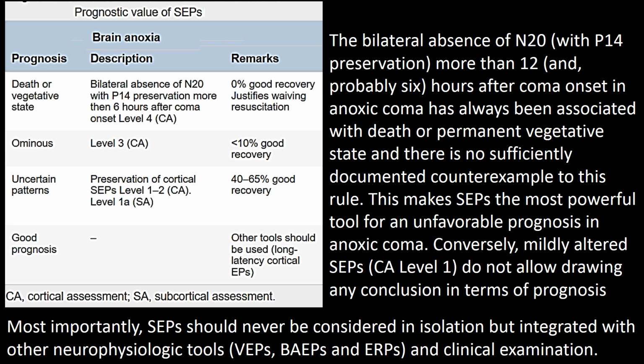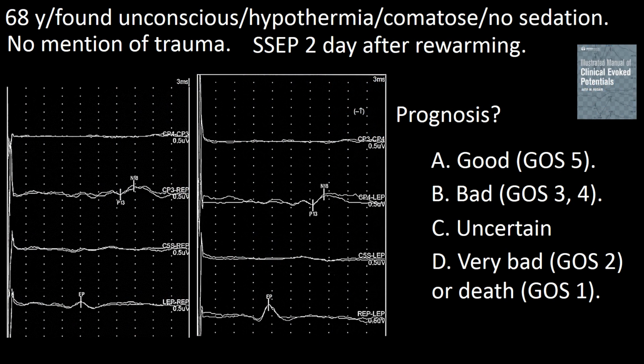As you can see in this figure, with the added text, the following comments can be asserted. When there is bilateral absence of N20 with P14 preservation more than 12 hours and probably even 6 hours after coma onset, in anoxic coma, the outcome is always poor. The outcome is either death or permanent vegetative state. So the answer to this question is D.